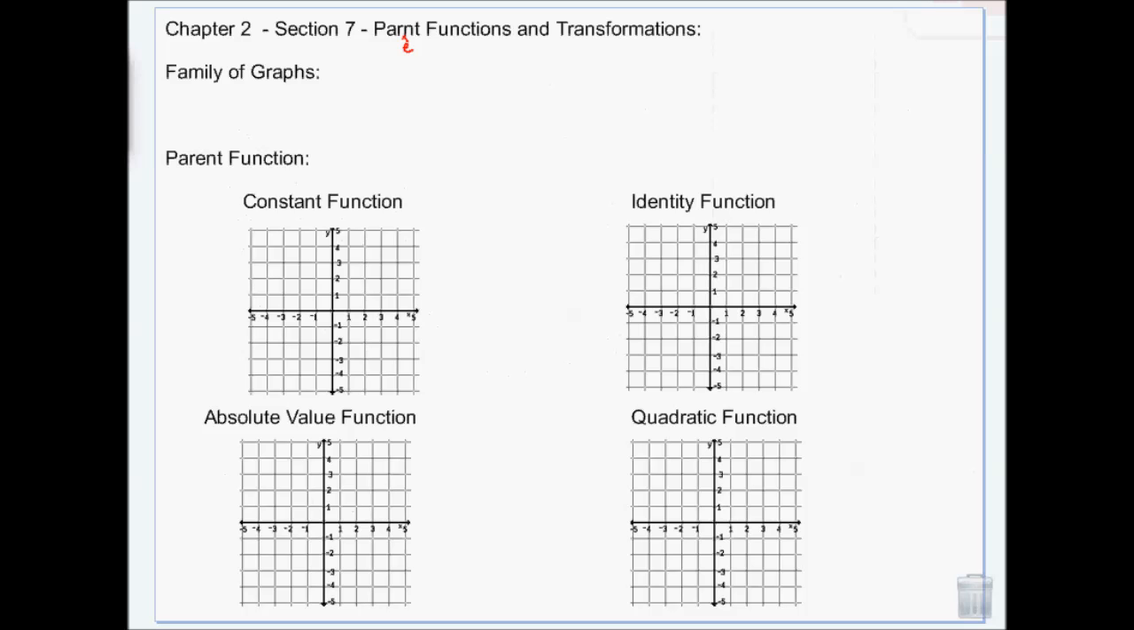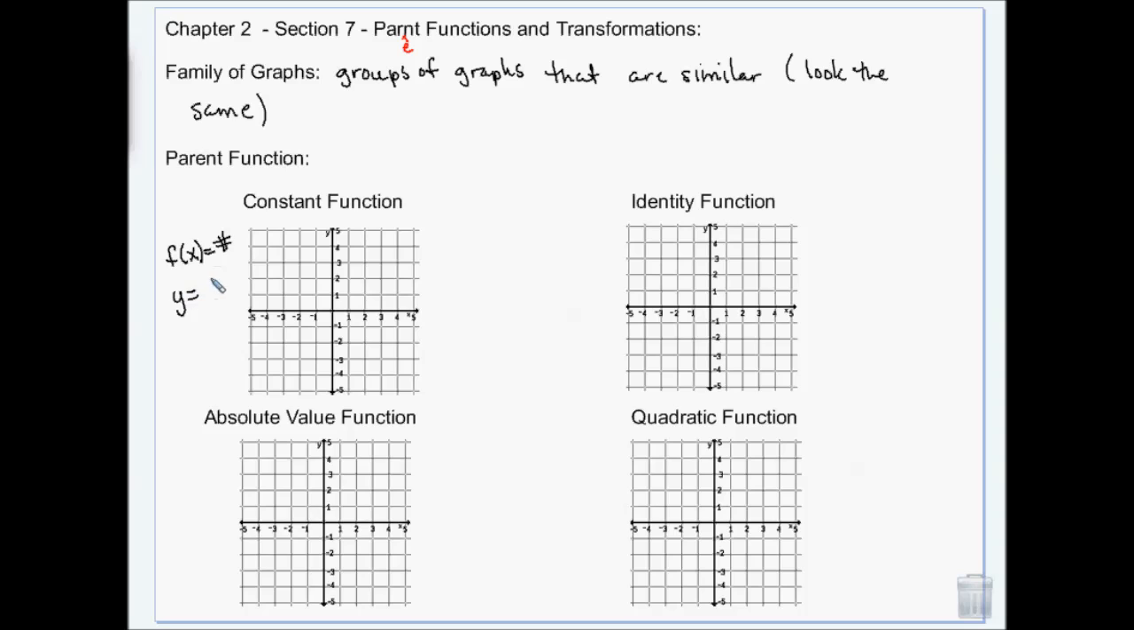So we already talked about families of graphs a bit, but they're groups of graphs that are similar. So they look the same. And then the parent function is the simplest of the family. So a constant function is where you get f of x equals some number, or y equals a number.